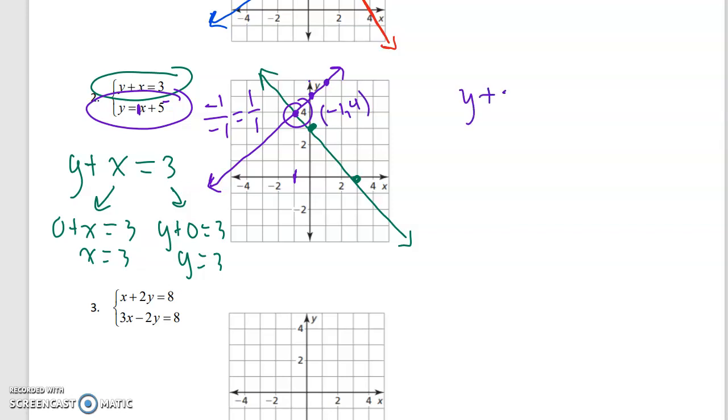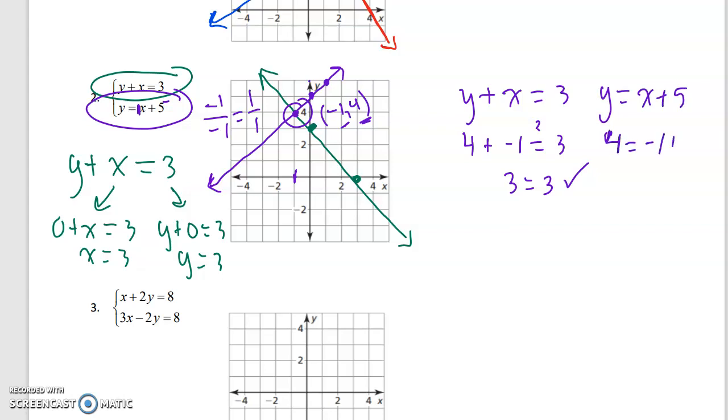So in our first equation, it is 4 plus -1. Remember, y is 4, x is -1, equal to 3. Yes. And our second equation, which is y equals x plus 5, is 4, which is our y, equal to -1 plus 5, which is our x. And yes, it is. So as you can see, that point lies on both equations at the same time.